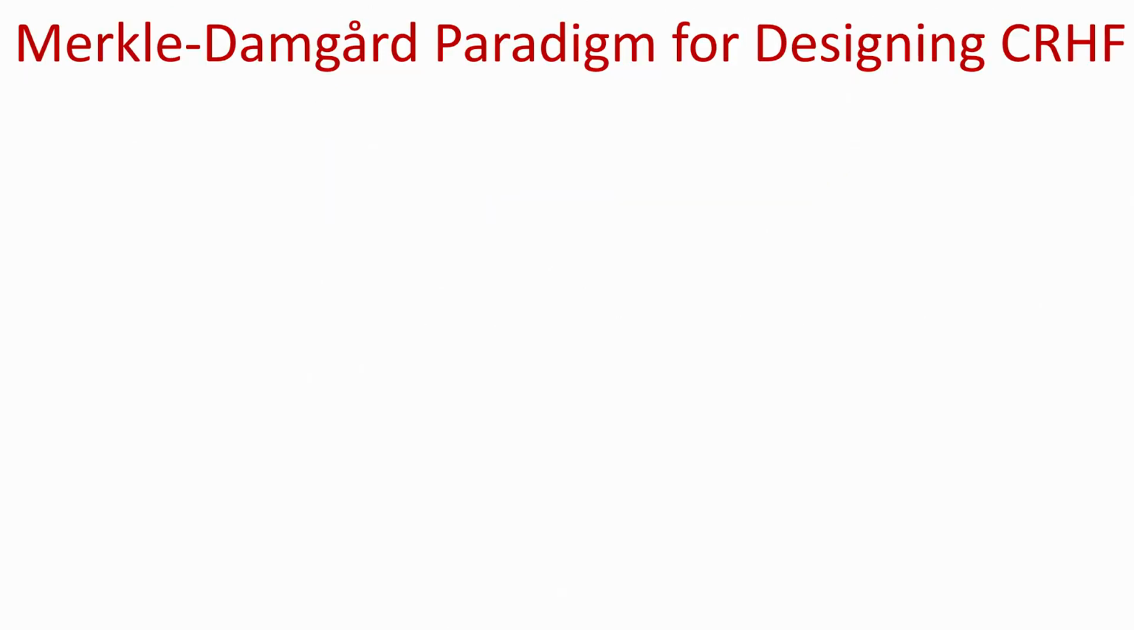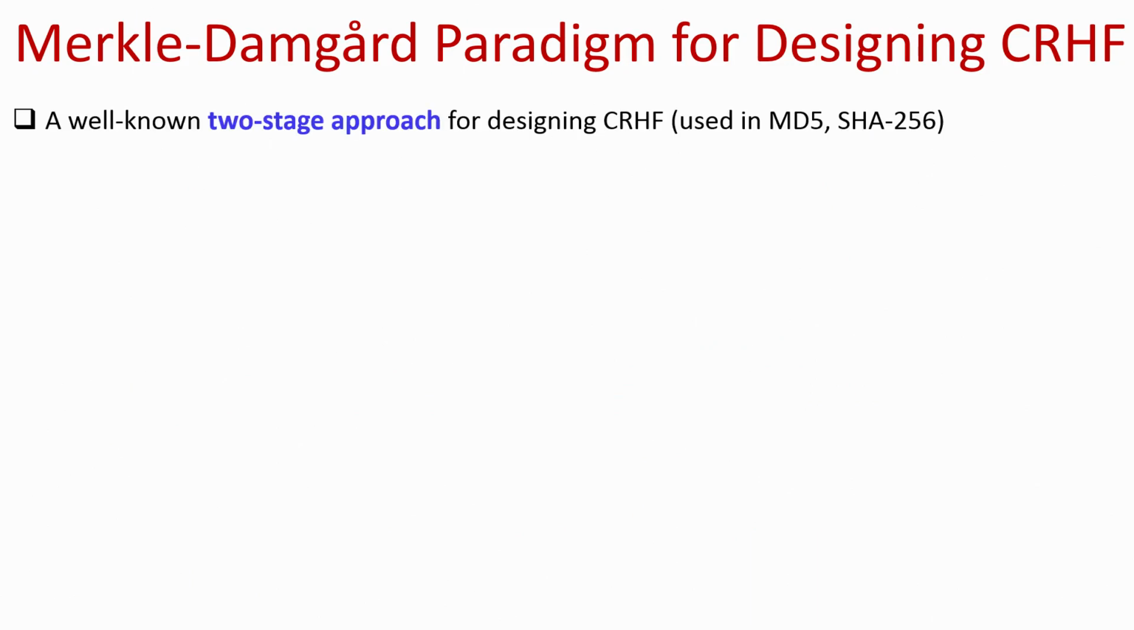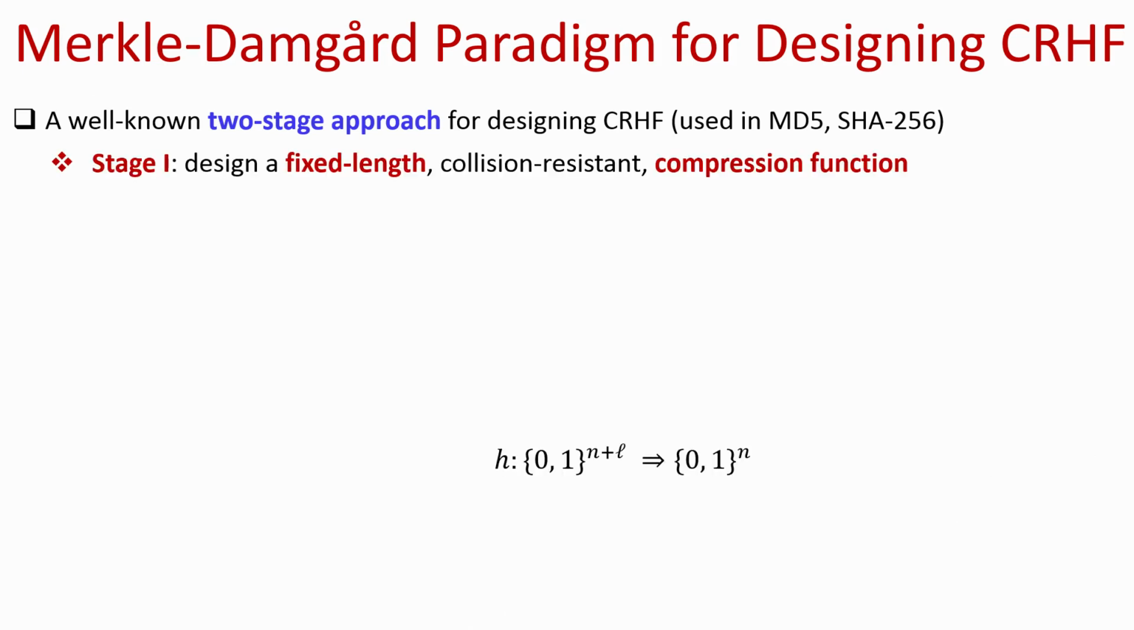So, now we have the definition of collision resistant hash function. We will be interested to see whether indeed it is possible to design such functions or not. What we are going to discuss is a well known paradigm called the Merkle-Damgard paradigm, a very well known two stage approach used for the design of several practical instantiations of collision resistant hash functions, such as the MD5 hash function and several hash functions in the SHA-256 family. As I said, it is a two stage approach for constructing a collision resistant hash function.